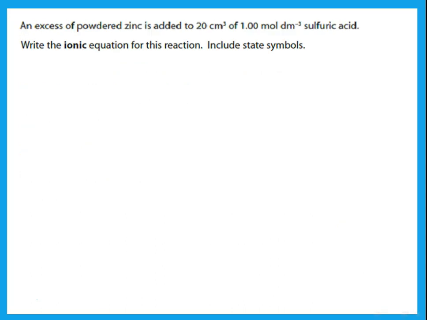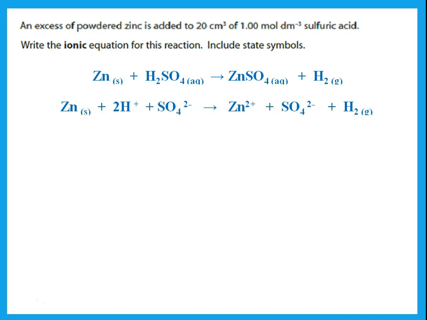And excess of powdered zinc is added to sulfuric acid. Write the ionic equation for this reaction. Now, zinc plus sulfuric acid would give zinc sulfate, and I'm left with hydrogen. The state symbols: zinc is a solid, sulfuric acid, all acids are aqueous, zinc sulfate is aqueous, and hydrogen is a gas. So now if I'm trying to ionize it, the zinc is not ionized, it's a solid.